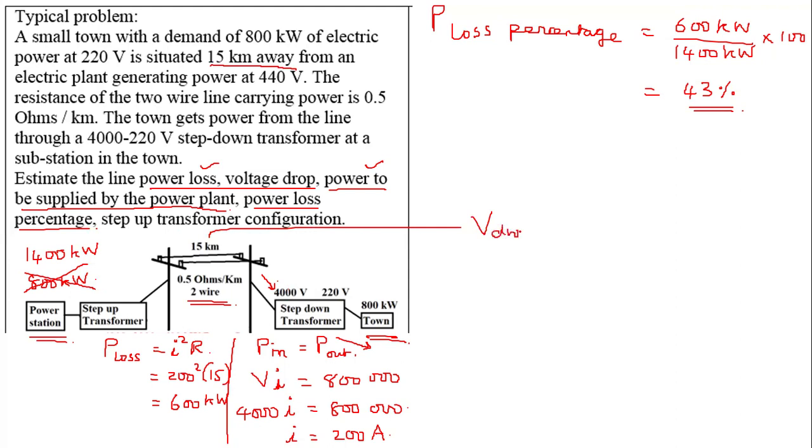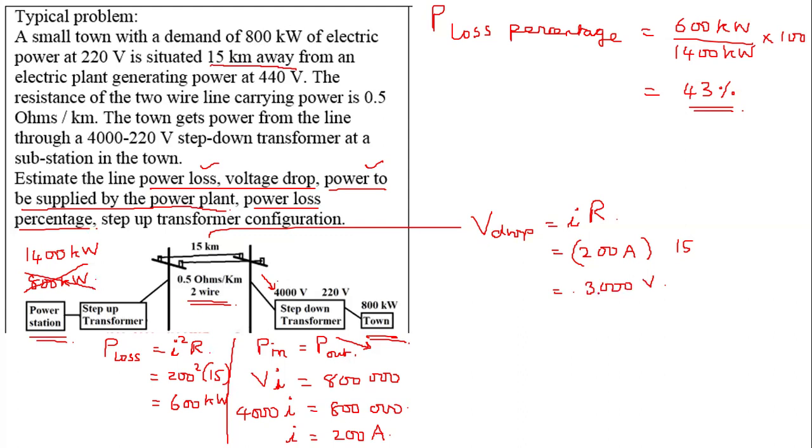The voltage drop is equal to I into R. I we already calculated as 200 amps. I told you it's a pretty huge current. R, we know, is 15 ohms. So do the math and you will get 3000 volts.